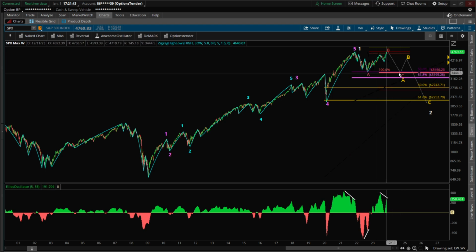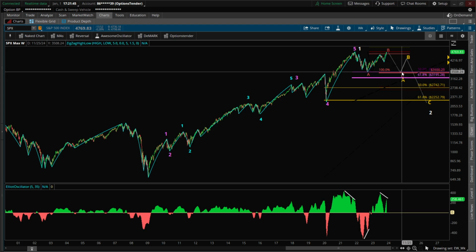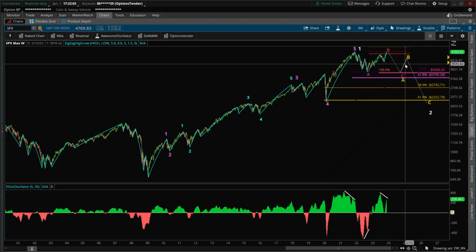recapture that 3,500 area, and then everybody's going to say the bear market is over. That's when you should start seeing divergences. You should start seeing, and all the indicators that we talk about each and every day, you should see a lot of positive divergences, and we should start rocketing back up for a wave B.